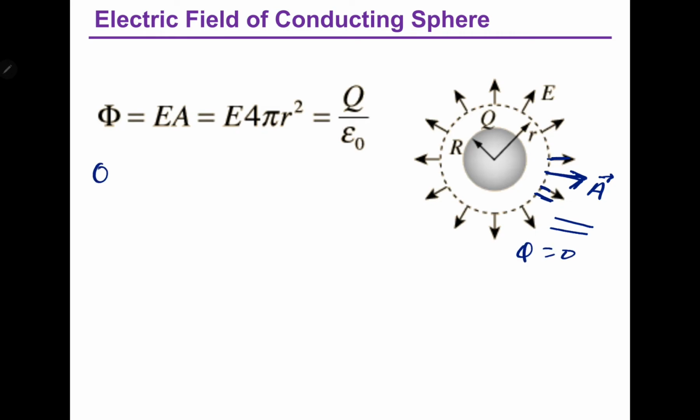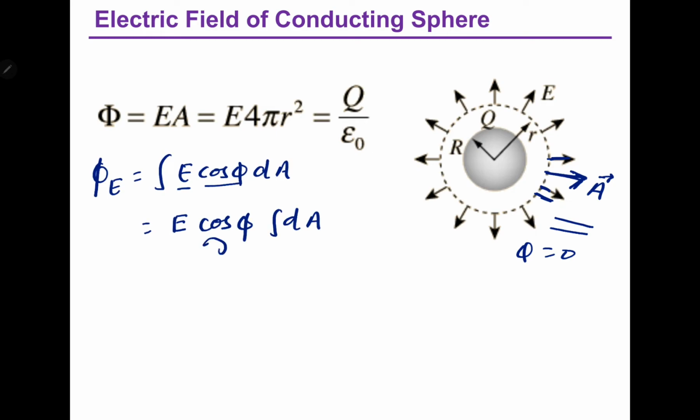That means if you start from here, electric flux is equal to integral of E cos phi dA, right? So E and cos phi are constant. You can take them out. Cos phi, then dA. So cos phi is 1, right? Because cos of 0 gives you 1. So what is the integration of dA? It gives you A, right?